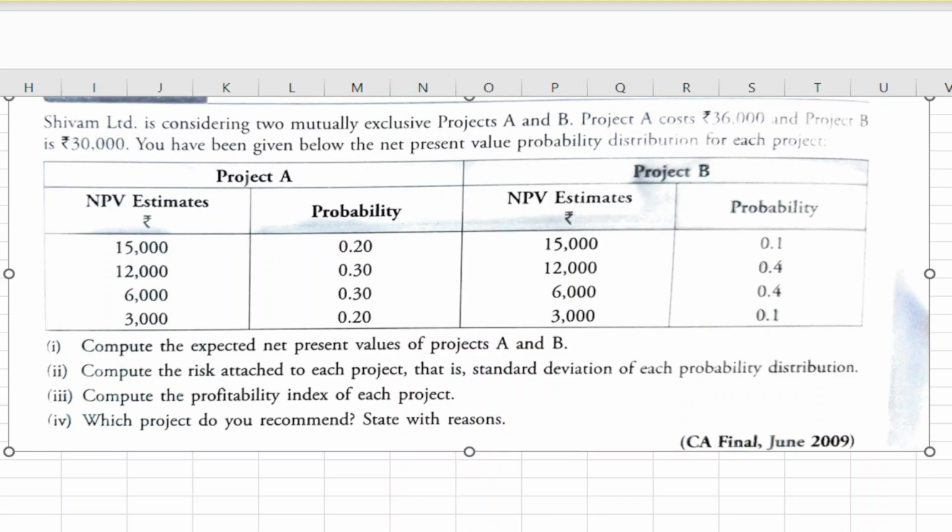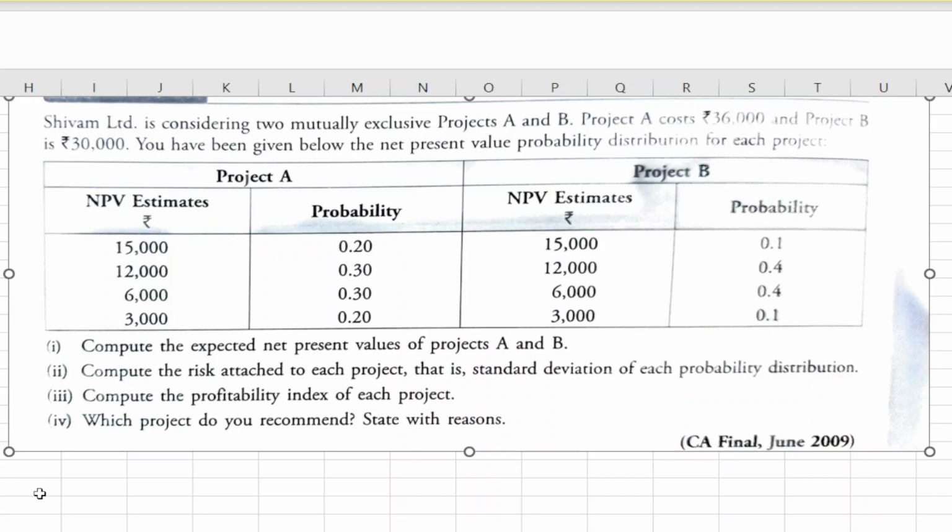State with reasons. This is a CA Final June 2009 question paper problem, and this particular problem I have taken from the financial management book written by Dr. V. Rajesh Kumar, McGraw-Hill publication, with the credits of the question given to the book.